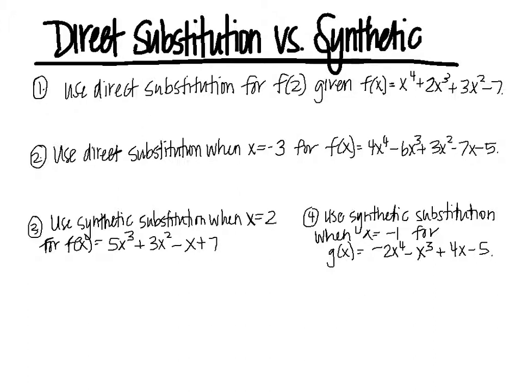Okay, let's move on to the next column with substitution. The direct substitution and synthetic substitution. Direct substitution is something you're used to seeing, where if I give you a function x to the 4th plus 2x cubed plus 3x squared minus 7, and I'm asking you to find f of 2. What that means is take the 2 and plug it in for the x. So f of 2, and we did this in chapter 1, we're just going to add more to it. We say take 2 to the 4th plus 2 times 2 cubed plus 3 times 2 squared minus 7.